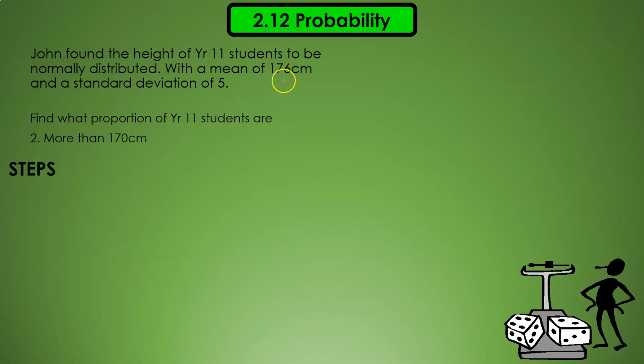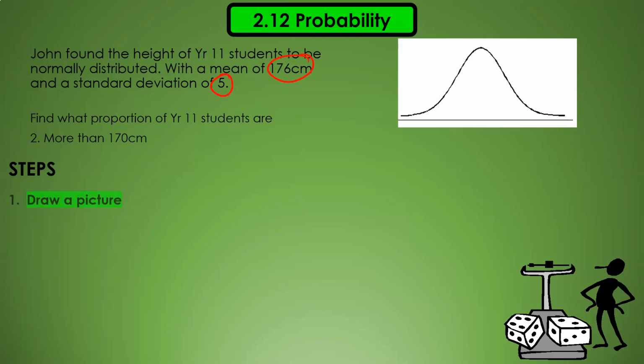So our second question is looking for more than 170. Our mean and standard deviation are the same, 176 and 5. We are looking at more than 170. So step one, draw the picture. Mean is the same. Standard deviation is the same. 170 is less than 176, so it must go to the left. And we want the area more than 170.